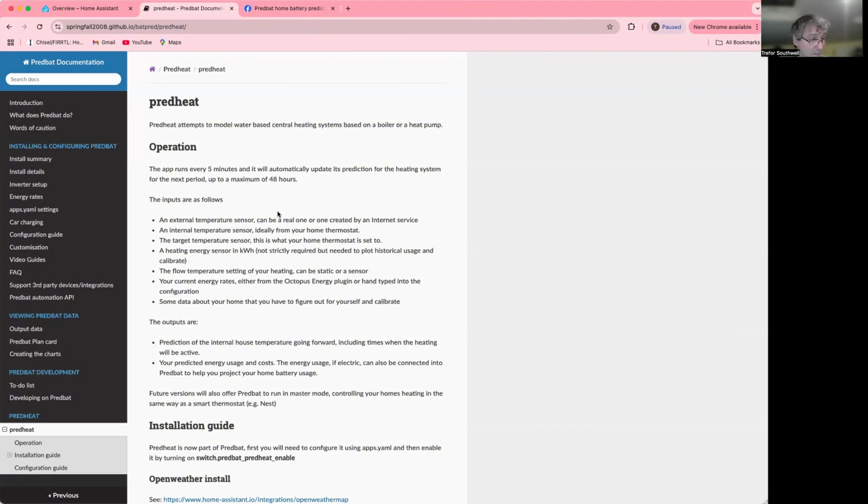So, in the very simplest case, you could just create an input number in Home Assistant and set it to a fixed number if that's what you had. But I link it up to my Nest thermostat, so I actually know what it's set to, for the target temperature. Then a heating energy sensor is also very useful. It's not strictly required, but it's very hard to calibrate if you don't know how much energy you're actually using. Something in kilowatt hours.